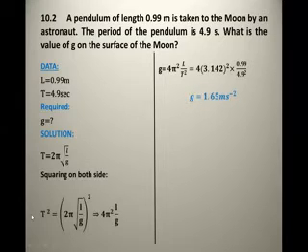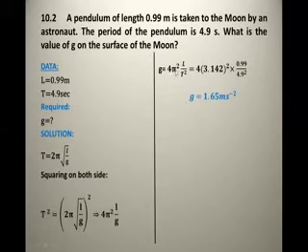Okay, Zaki, is there any problem in it? No, miss. Now tell me why I am writing 3.142 squared. Miss, because when we apply the square root, then the root gets cancelled by the square, but 4 pi squared remains.